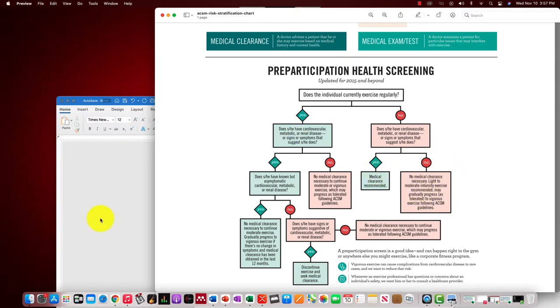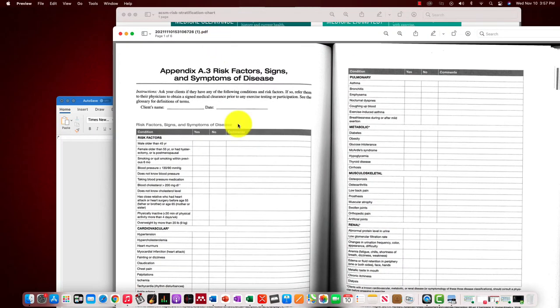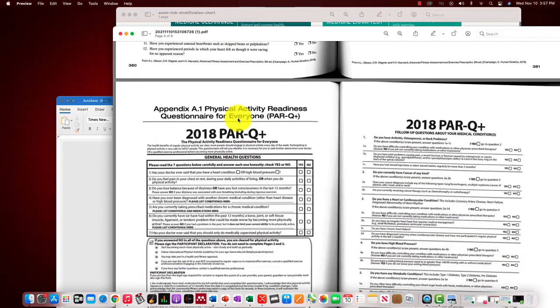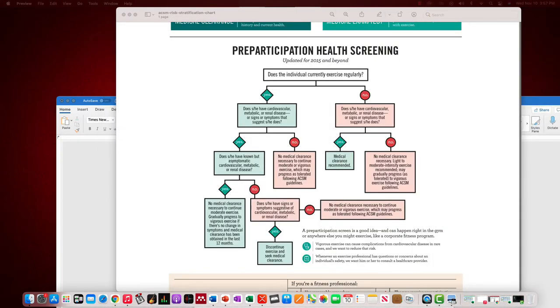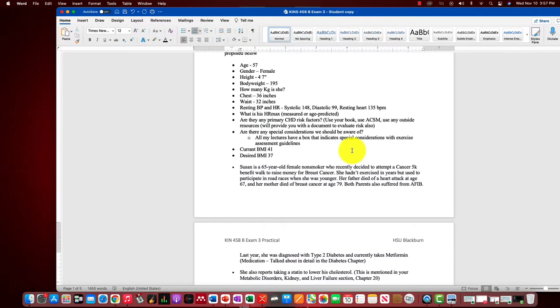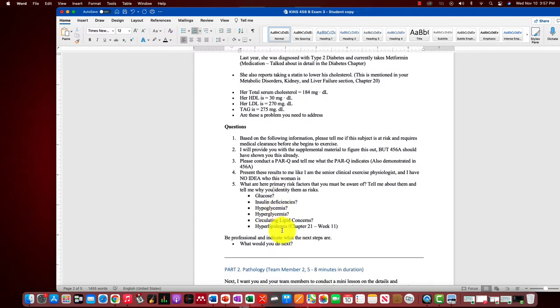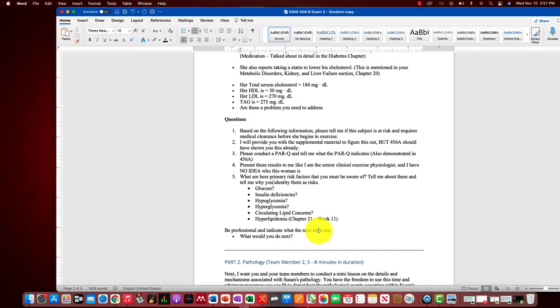So I'm asking you, when you are evaluating this person, to use this, use this, use this, and figure out if she needs medical clearance before you start providing exercise services for her, okay? And I'm giving you a bunch of information here to help you answer that question. Okay, so be professional and indicate what the next steps are. So, all in all, you have to make a 5-minute video. I need to see your face. I do not want to see you looking at a piece of paper. I want to see you confidently talking to me. And you can present this information in any way you want.